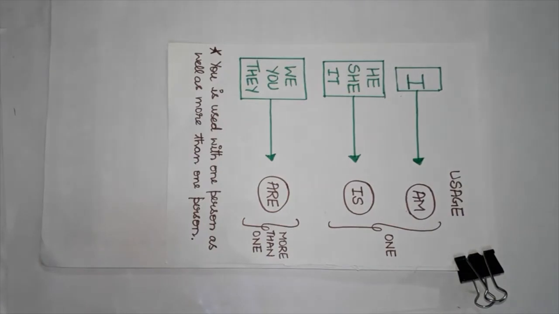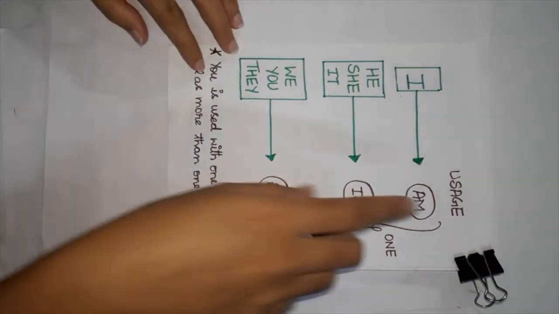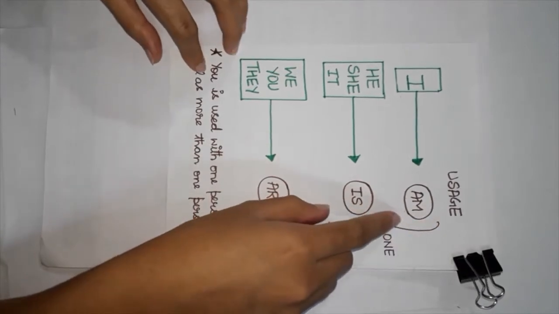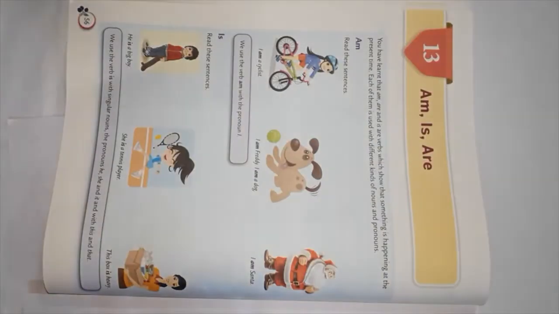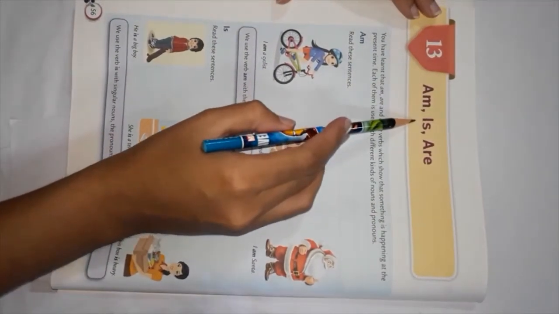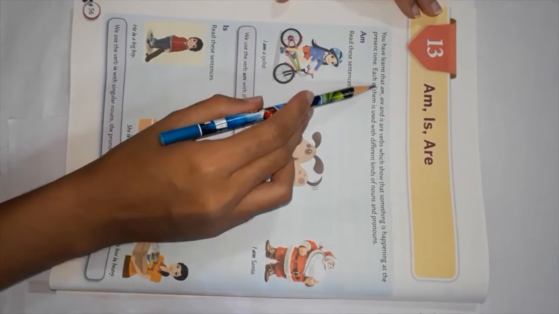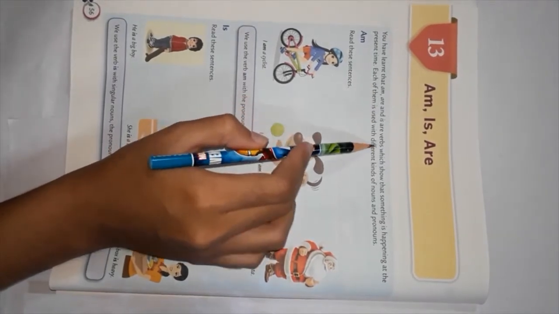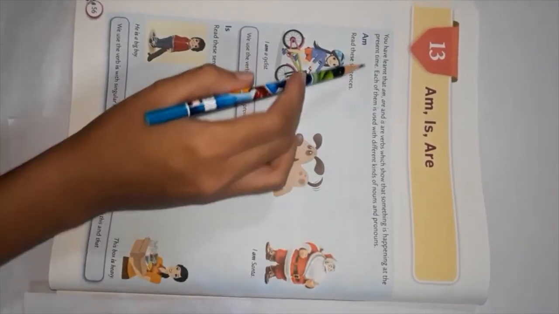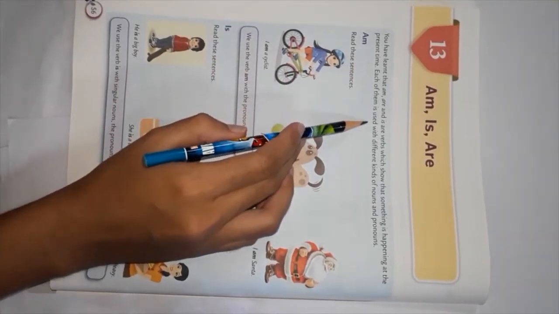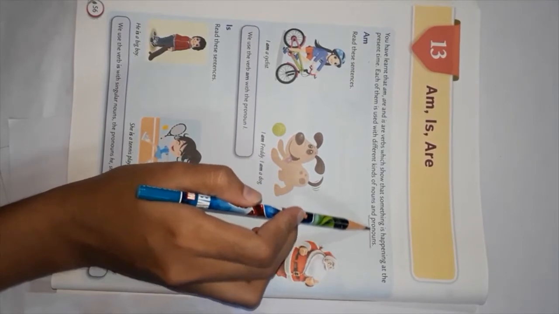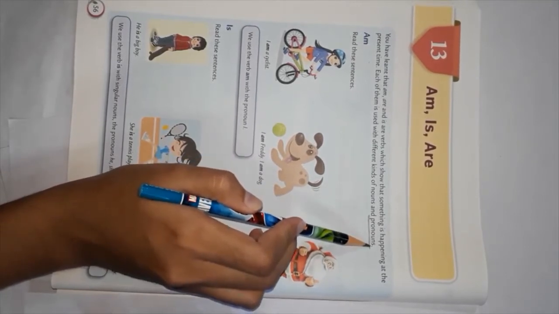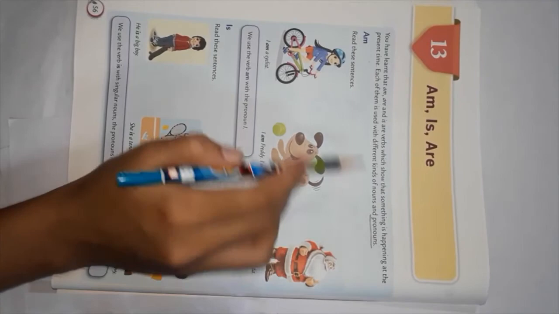So these are the pronouns, but in order to understand them better, we must know their usage. With am, is and are. So look here, am, is and are. Am, is and are are verbs which show that something is happening at the present time. Each of them is used with different kinds of nouns and pronouns. So here we are studying pronouns and the usages of am, is and are with pronouns.